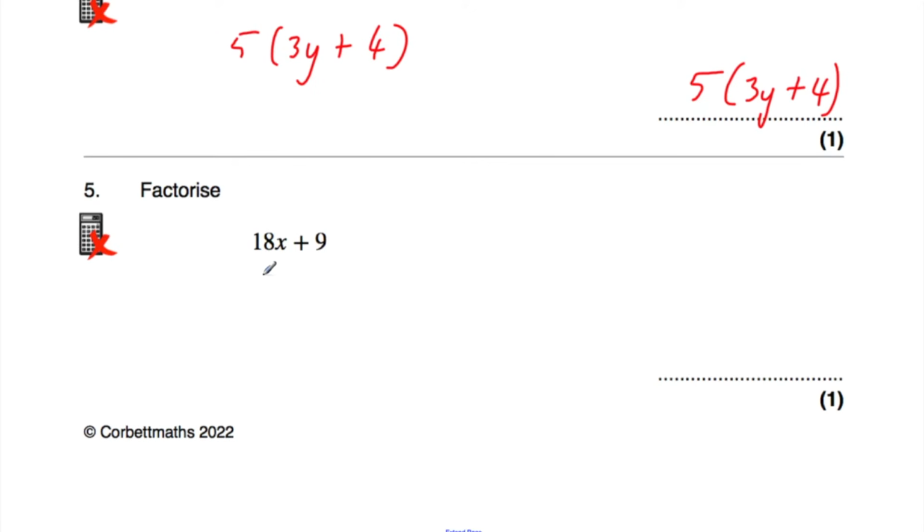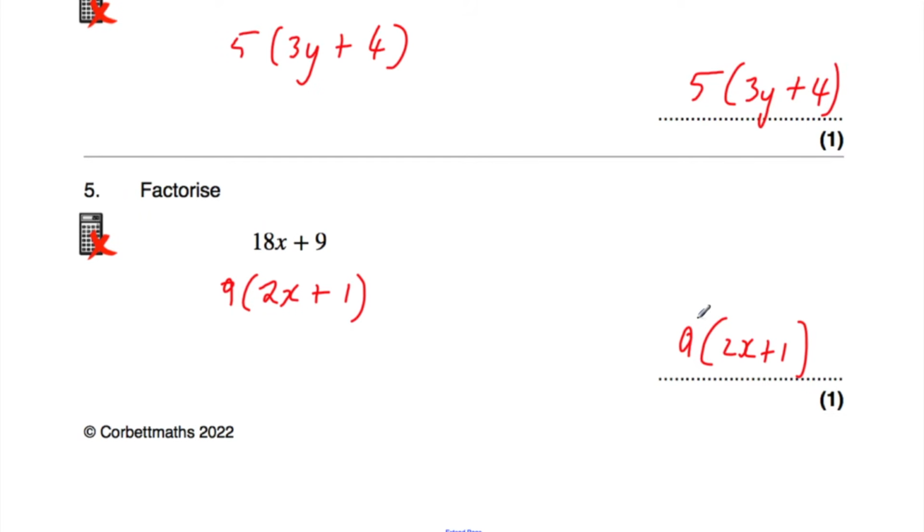We could divide both of them by 3 and take 3 out, but actually I think 9 would be a better option because it's the biggest number we can divide both of these terms by. It's the highest common factor. So if we divide 18x by 9, let's take 9 out and open up our brackets, and 18x divided by 9 would be 2x, and let's just check that. 9 times 2x is 18x. Then we've got our plus sign, and 9 divided by 9 is 1. And that means that our answer would be 9, brackets, 2x plus 1, close brackets.